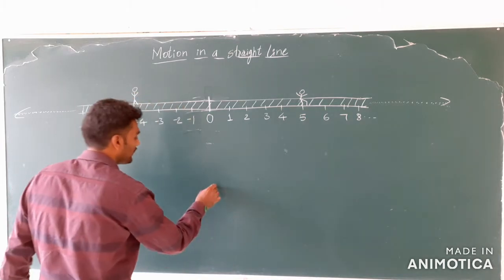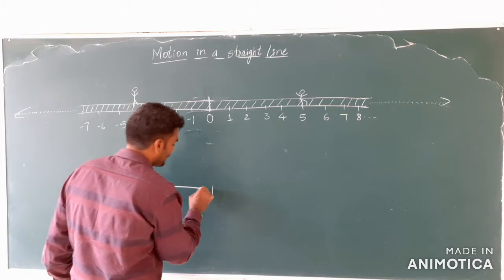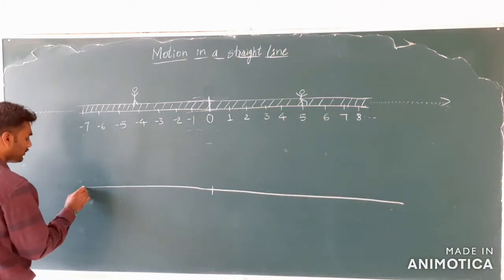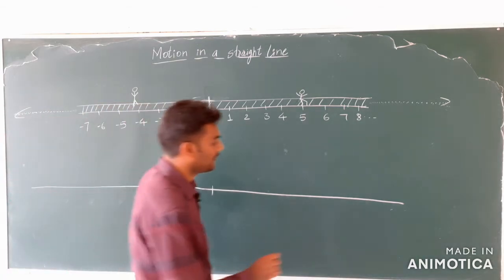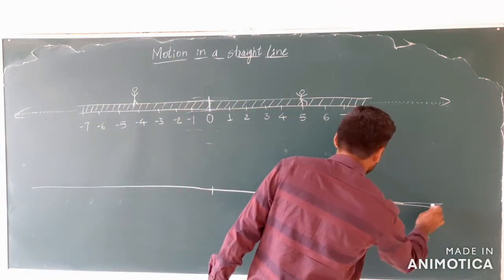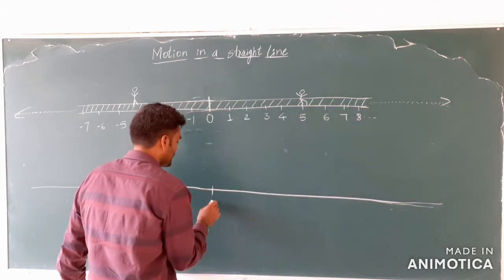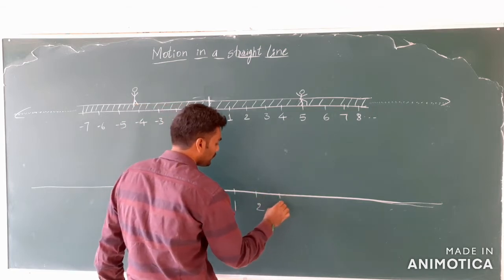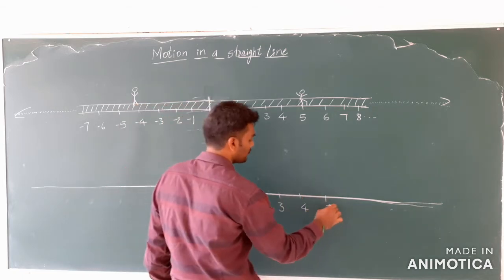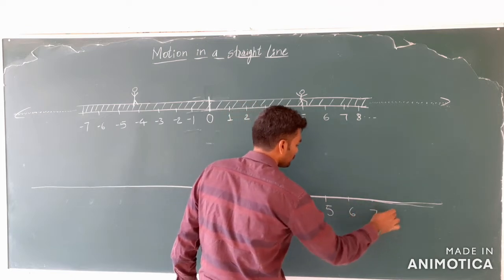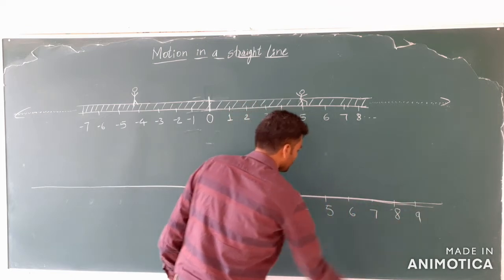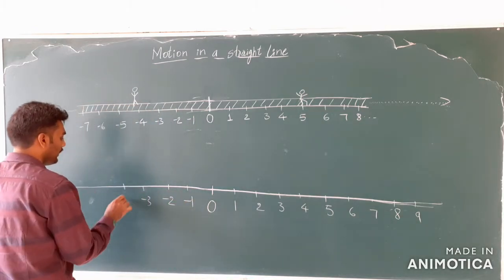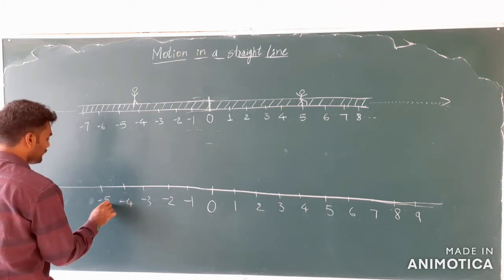So this itself is considered to be the x-axis, and this axis will have 0 and positive numbers to the right of the 0, and negative numbers to the left of the 0.